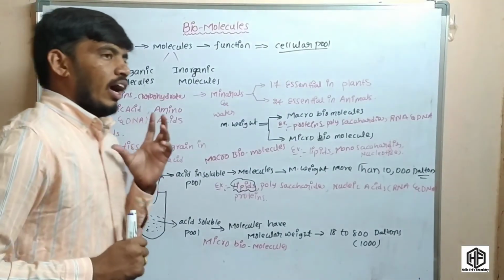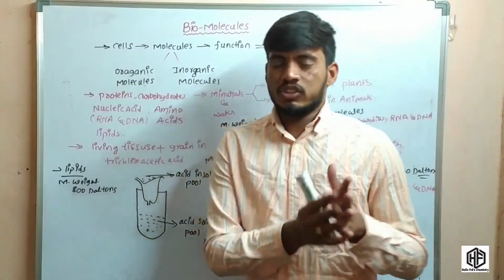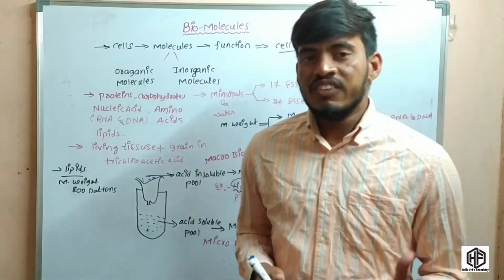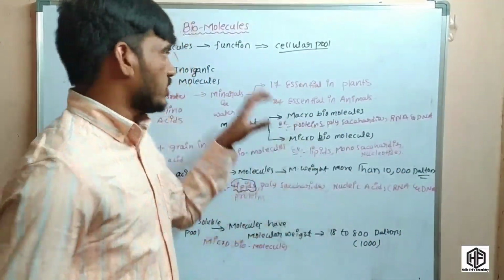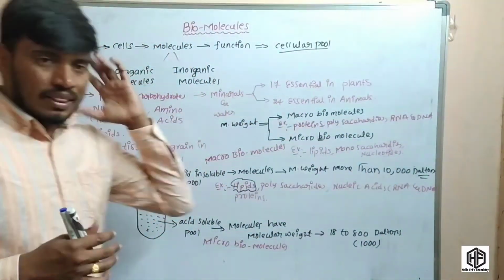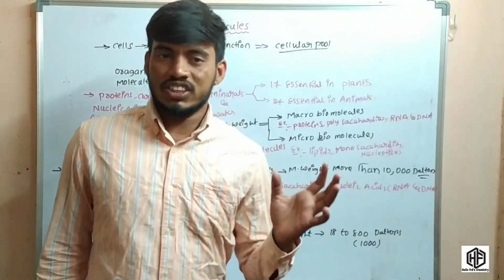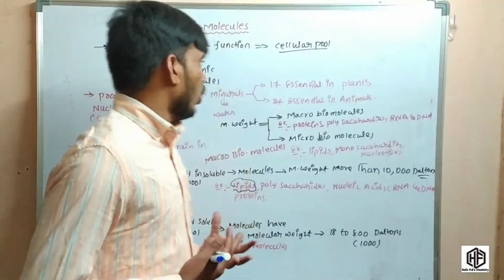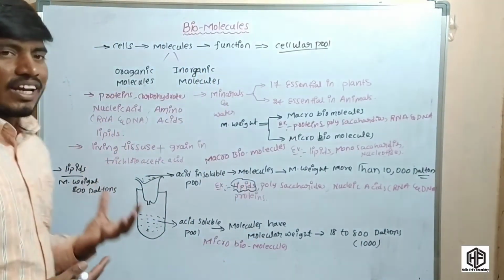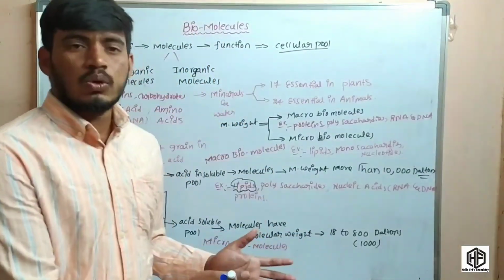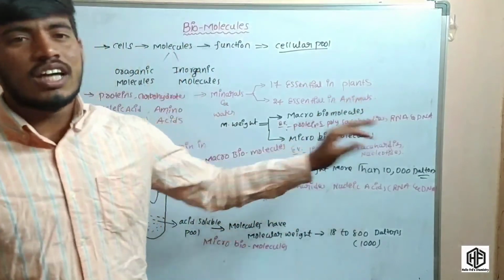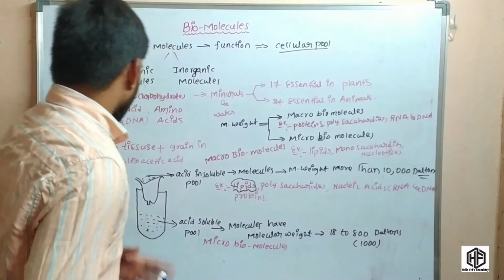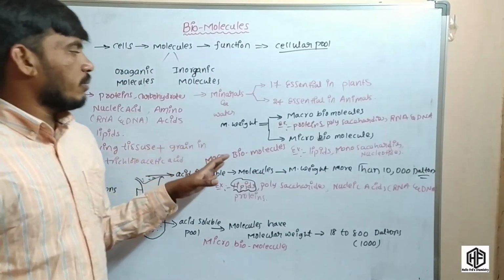So first of all, I will explain the biomolecule introduction. The biomolecule definition: in a living organism, it means living system, the basic units of the living system are cells. The cells contain molecules, and those molecules have different types of functions in the organism. These molecules are again classified into two categories: organic molecules and inorganic molecules. The organic molecules are proteins, carbohydrates, nucleic acids, amino acids and lipids. The inorganic molecules are minerals and water.